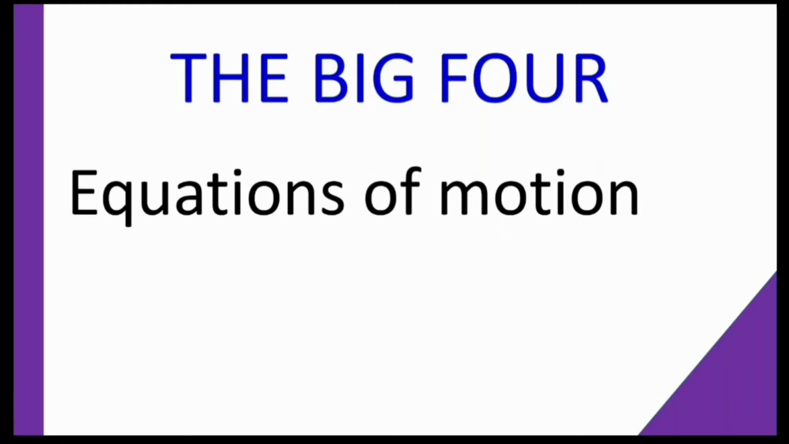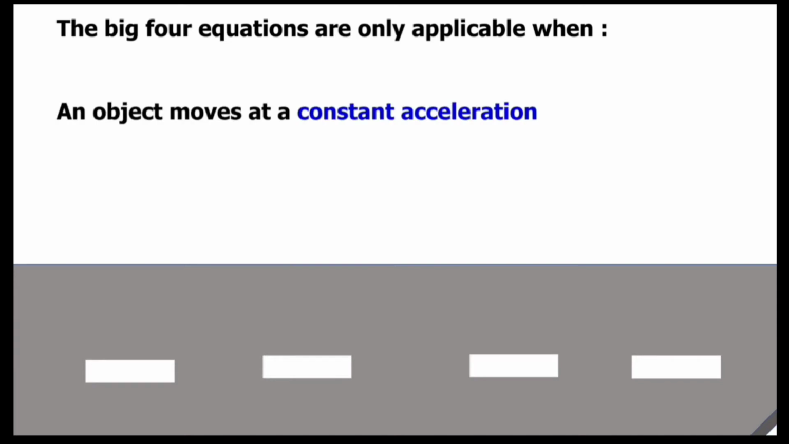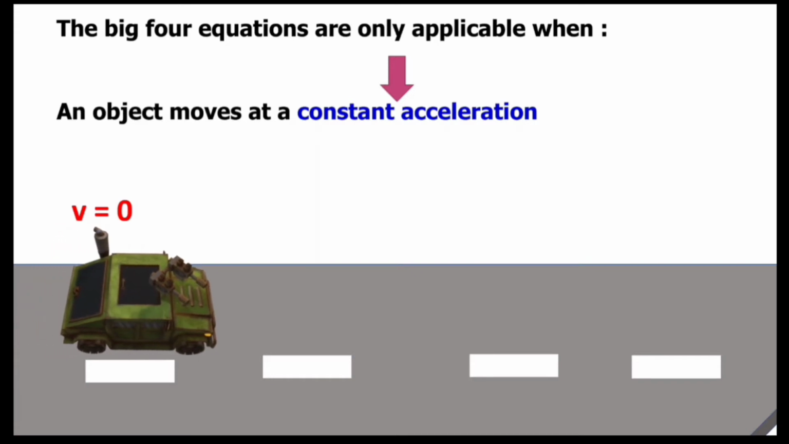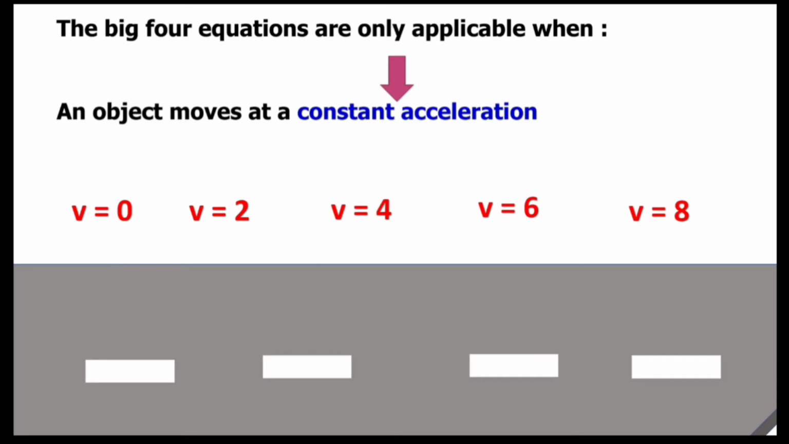In this video, we're going to discuss the Big Four equations of motion. The Big Four equations of motion are only applicable when an object moves at a constant acceleration. This means that the value of the acceleration is the same. Let's look at this example. We have this truck starting at a velocity of 0, and the truck begins to increase its velocity steadily in the eastern direction. So the velocity is increasing steadily.